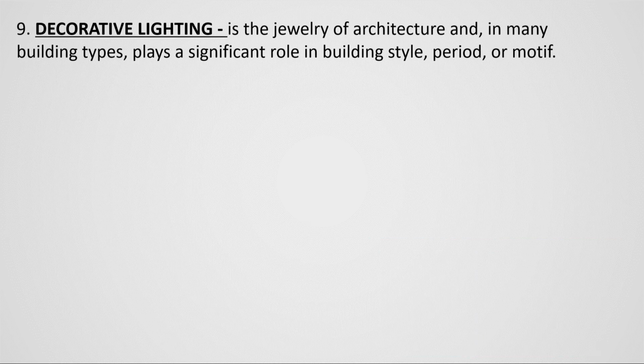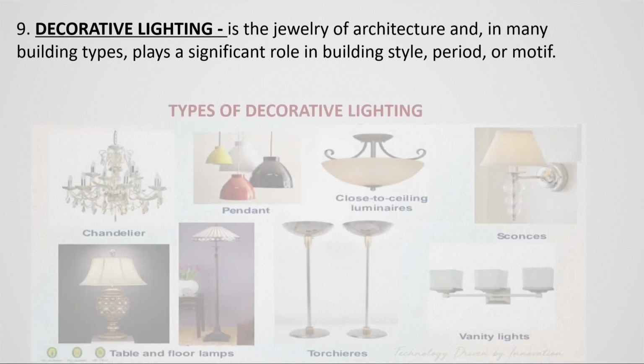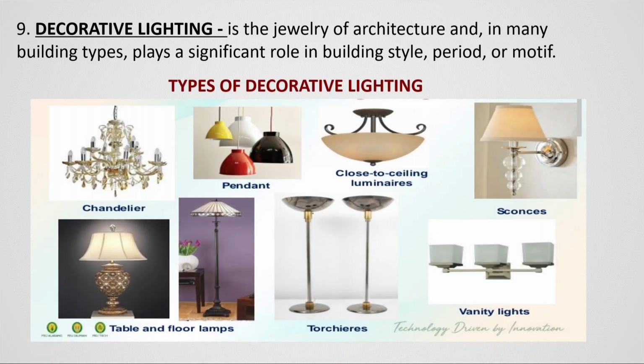Last is decorative lighting. Decorative lighting is the jewelry of architecture in many building types, and plays a significant role in building style, period, or motif. So in decorative lighting, there are types of this. First is the chandelier, pendant, close to ceiling luminaires, sconces, vanity lights, torches, table and floor lamps.